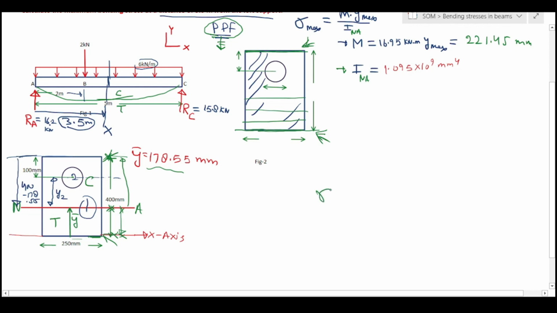So sigma max is going to be M y max by the moment of inertia about the neutral axis, right? It is 16.95 multiplied by 221.45 divided by 1.095 multiplied by 10 to the power 9. Okay, when you solve all of this, you will get the bending stress to be 3.43 Newton per meter square approximately. So here we found the bending stress in this simply supported beam.